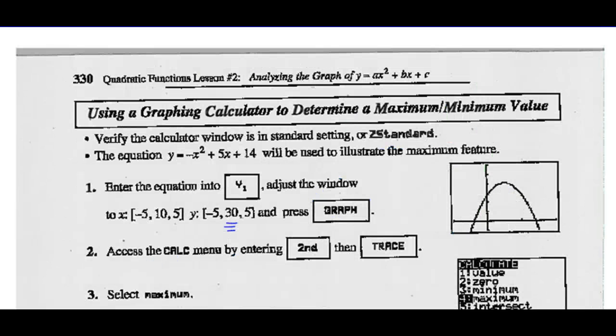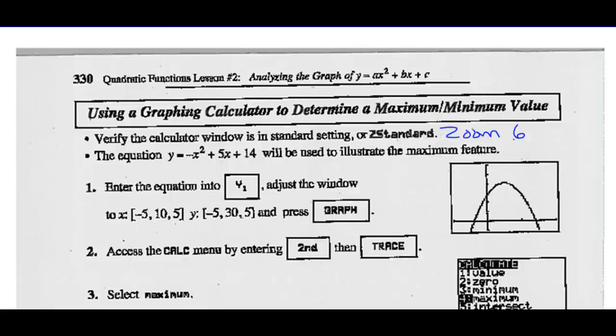Using a graphing calculator to determine a maximum or minimum value. So let's verify the calculator window is in a standard setting. You do that by going Z standard or zoom 6. All right. The equation y equals -x² plus 5x plus 14 will be used to illustrate the maximum feature. Enter the equation to y1, adjust the window settings.